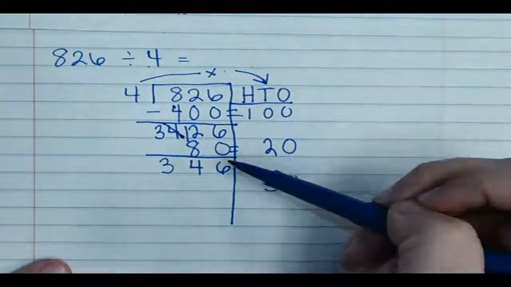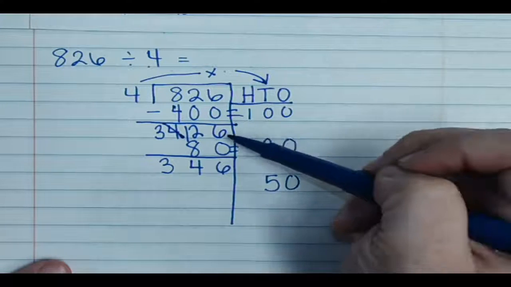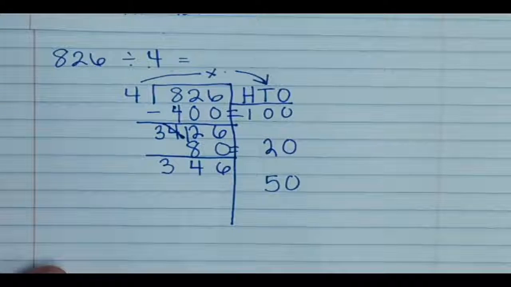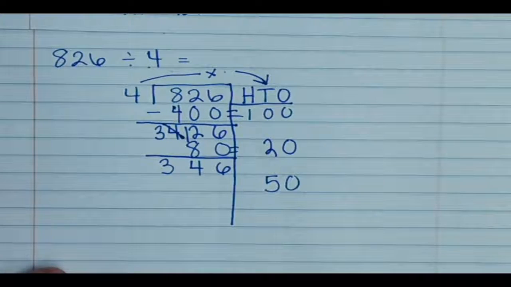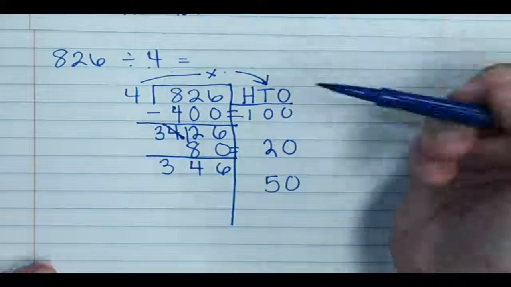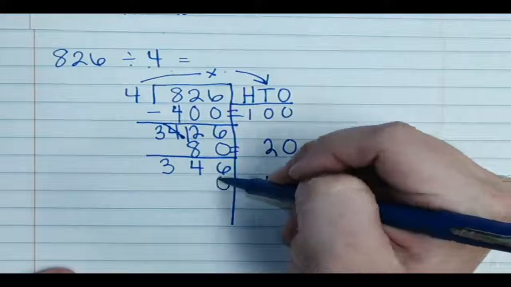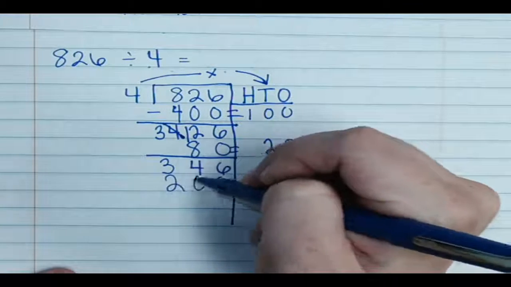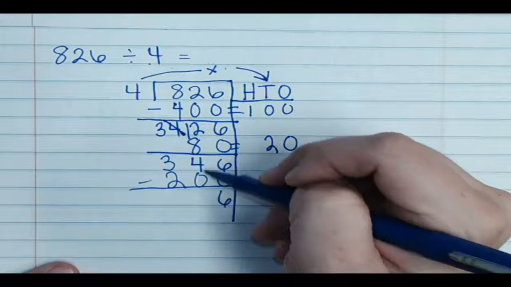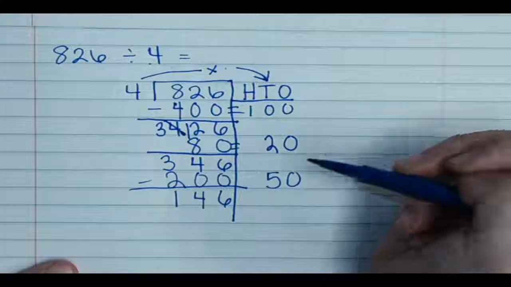4 times 20 equals 80. If I wrote the 20 right there, it would lead to the subtraction answer. And I want them, when they go back to check their work, to be able to see where they made a mistake or what they were doing. 4 times 50, I know that there's a 0, and then 4 times 5 is 20. I'm going to subtract. 6 take away 0 is 6. 4 take away 0 is 4. 3 take away 2 is 1.